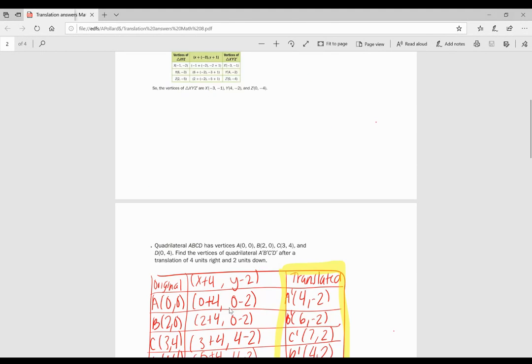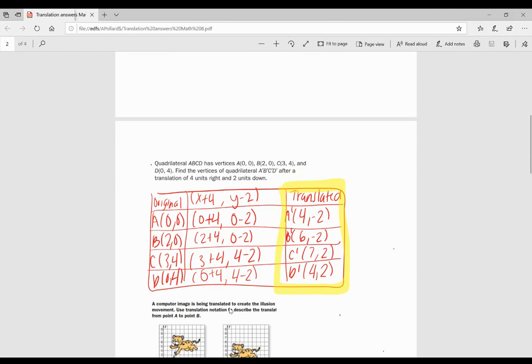So if we look at the problem I gave you, you're going to put all your original points here. So I put my A, my B, my C, my D. And then I'm going to put in my little rule formula where it says translated 4 units to the right, so that's plus 4, and then 2 units down, we're going minus 2. Once we do that, we can plug our numbers in. Our x value here is 0, so 0 plus 4 is 4. Our y value here is 0, so 0 minus 2 is negative 2.